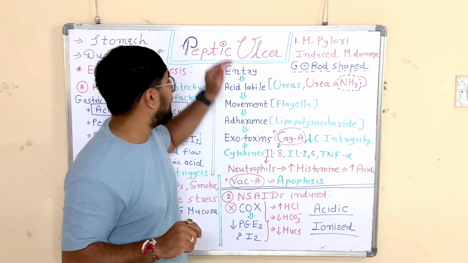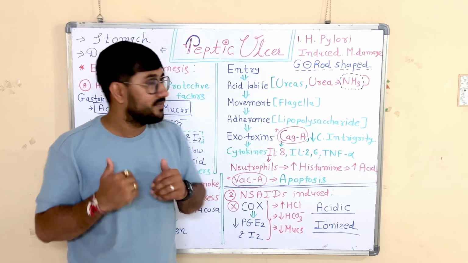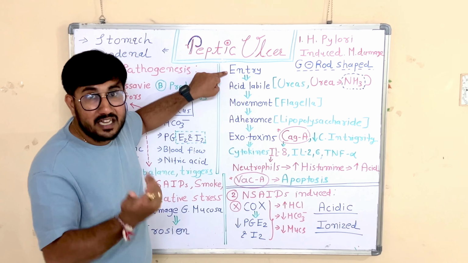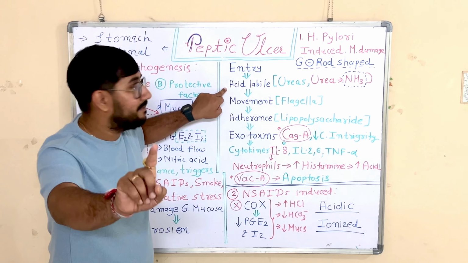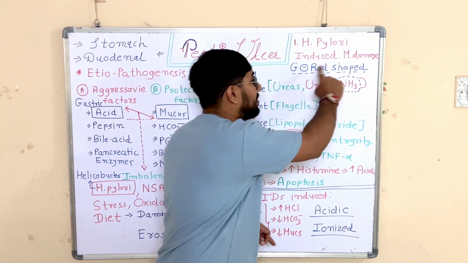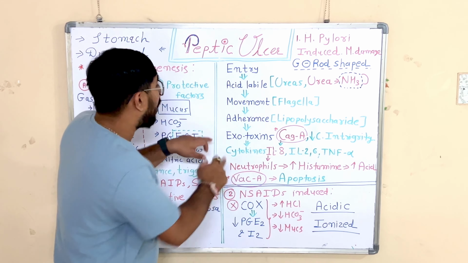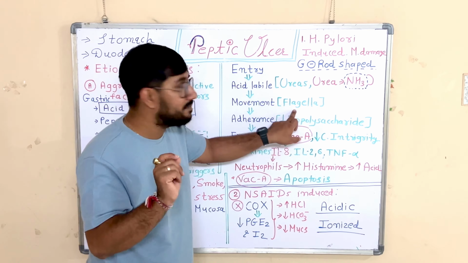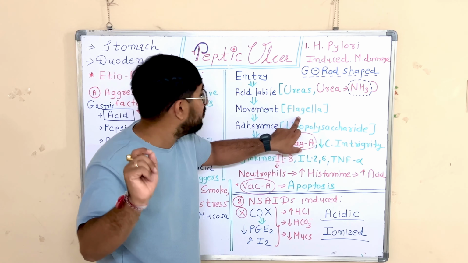Now let's start the sequence. So bacteria enters into the gastric system. So there is an entry of the bacteria. Okay, so the major route is obviously the oral route. Then although the bacteria are acid labile, with the help of the urease enzyme, they are able to convert urea into ammonia and they can survive and further propagate. For the movement of the bacteria, they have flagella. So do remember this word, they go for flagellar movement.